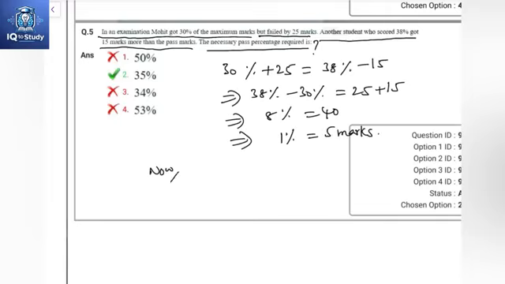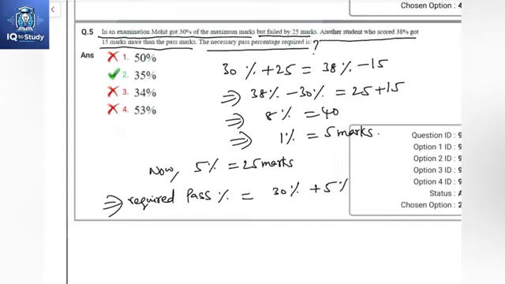Now, five percent is equal to 25 marks. We have to find the necessary pass percentage required, which implies the required pass percentage is equal to 30% plus 5%, which is equal to 35%. So option number 2 is correct.